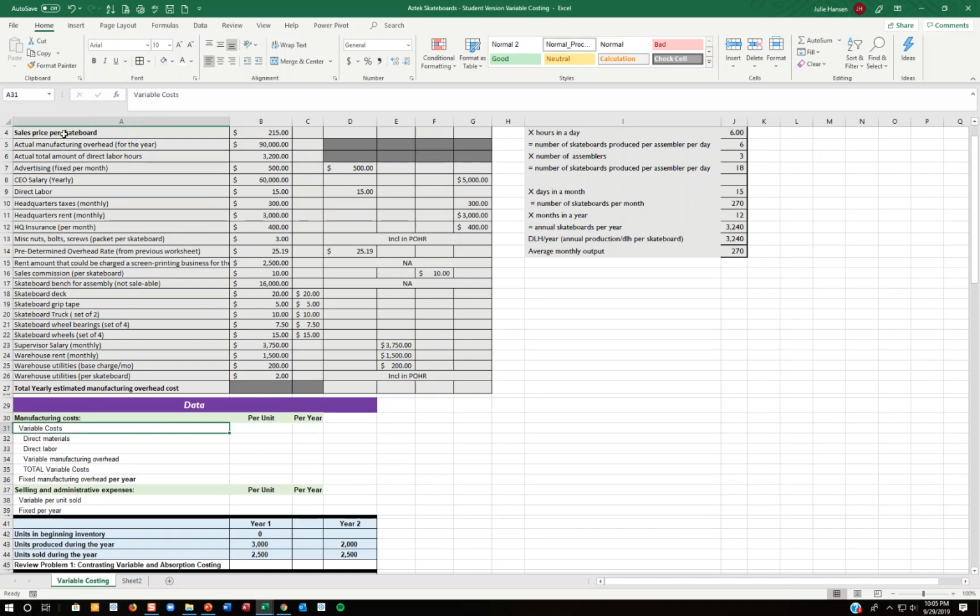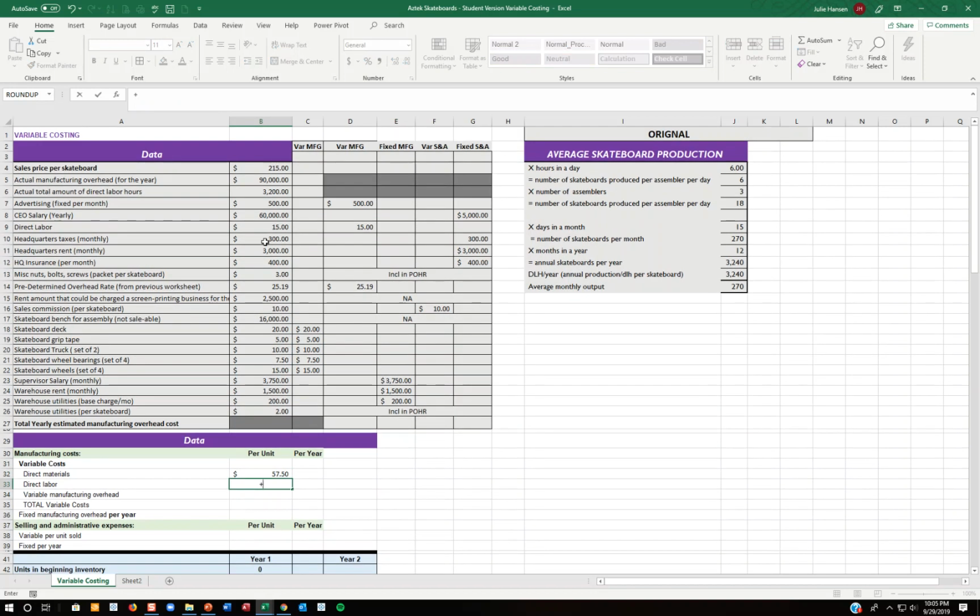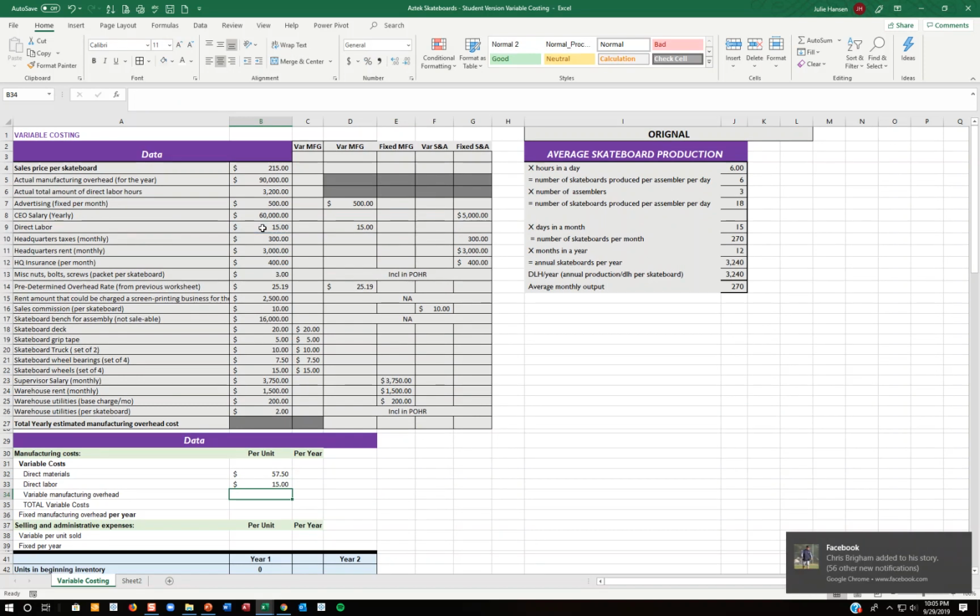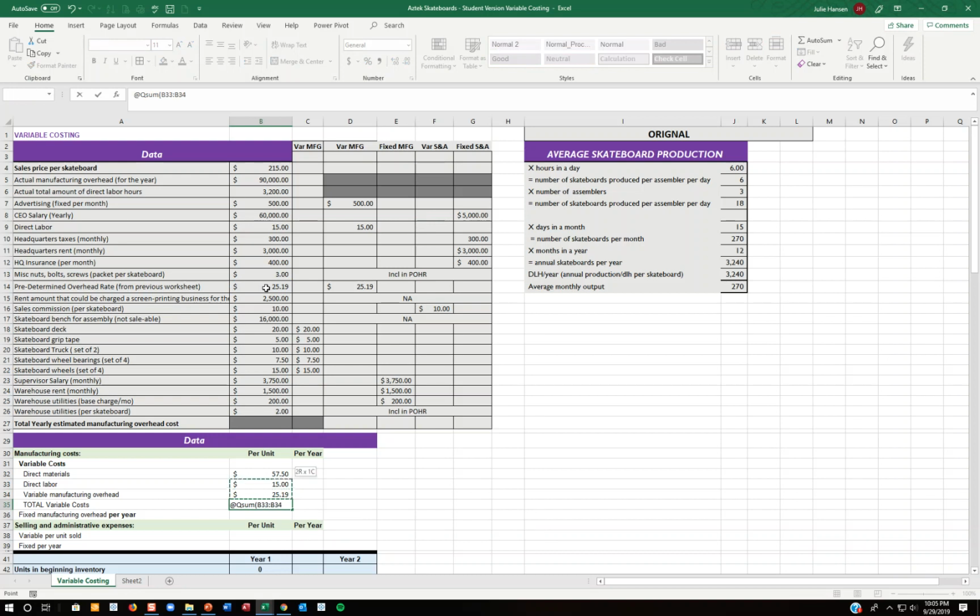Under the variable costs, we have some direct materials. For these skateboards we have quite a few direct materials. The direct labor was found up here under the direct labor, and the variable manufacturing overhead, as I mentioned before, is going to be that predetermined overhead rate. Now all we have to do is simply add up all of these costs right here to come up with the total variable cost.